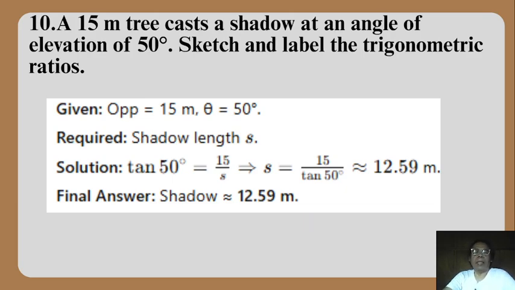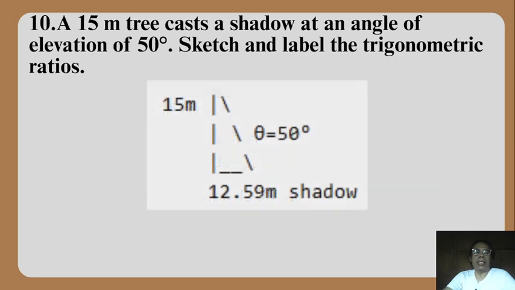12.59 meters. And this is the illustration. We have here theta 50 degrees, we have the opposite 15 meters, and then the adjacent side, the shadow, is 12.59 meters.